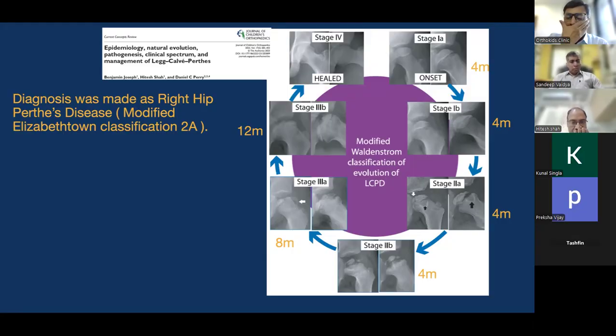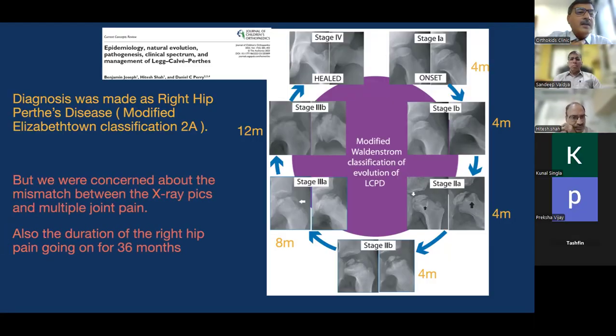And then it continues to 3A, that advanced fragmentation is found, and it continues for 8 months, and then the healing stage is reached after almost 36 months of total cycle. So when we see an early fragmentation in Perthes, the disease would have been about a year old because the AVN phase goes on for about 8 months. In this case, again, there's a 3 years history on and off, which was not matching the radiological stage.